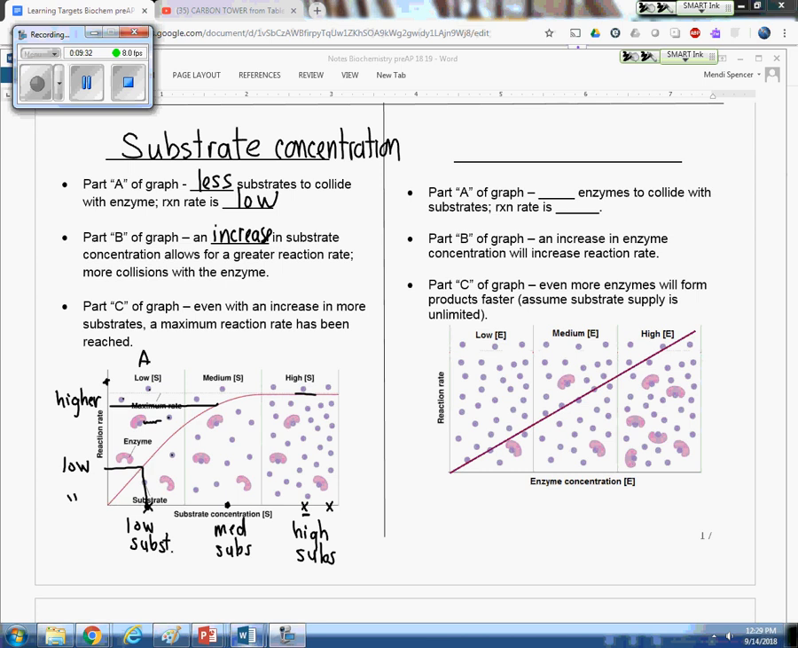Let's talk about why. Imagine if you were an enzyme and your job was to rip paper in 2, and that paper is the substrate.